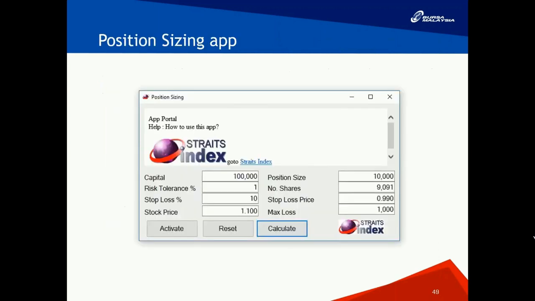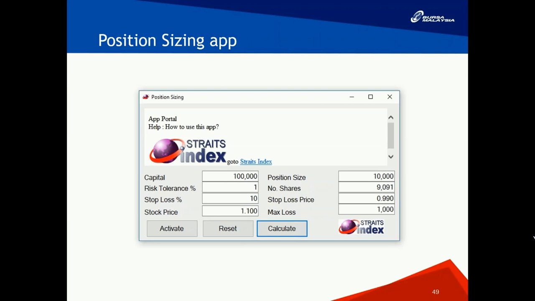In this example, I usually use a calculation. You can do it in Excel, for example. Let's say you put in 100,000. Usually I use Excel or this software, and you put in your risk tolerance, let's say in this case 1%, and your stop loss is actually 10% of the stock. Let's say a stock that is worth 1 ringgit, if it falls below 90 cents, then you should cut loss.